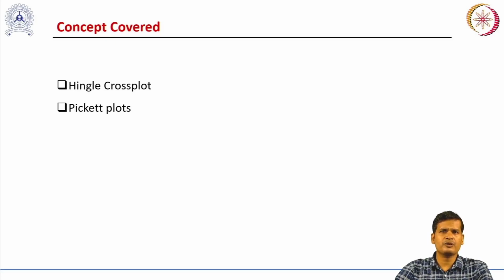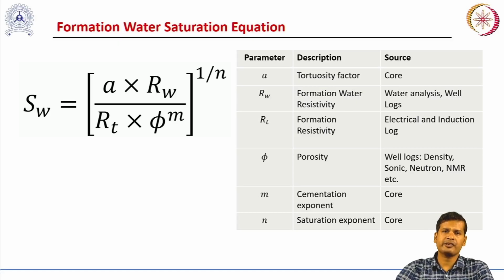These both cross plots are the graphical solution to Archie's equation. This is our Archie's equation, where, if the value of the saturation exponent is equal to 2, then the formation water saturation can be given as the square root of a Rw divided by Rt into phi raised to the power m. These parameters a, Rw, Rt, phi, m and n can be estimated from different sources such as mud log, coring and core analysis, and our well logs.